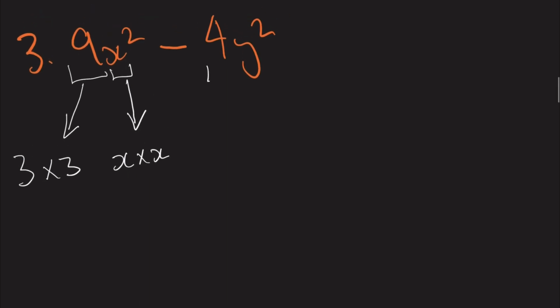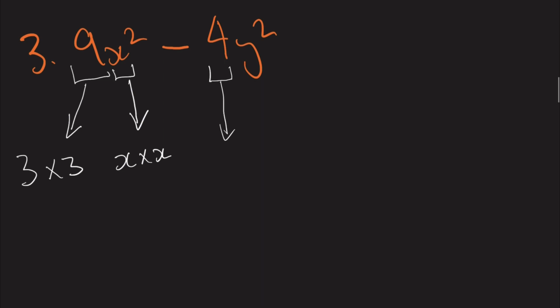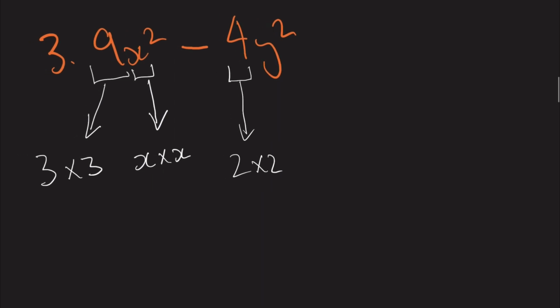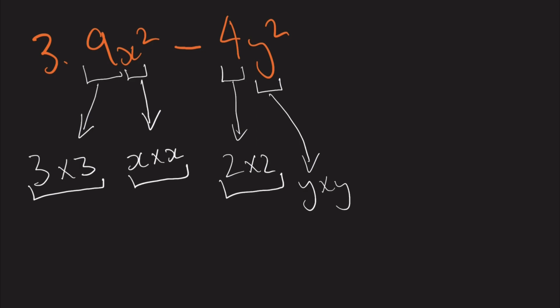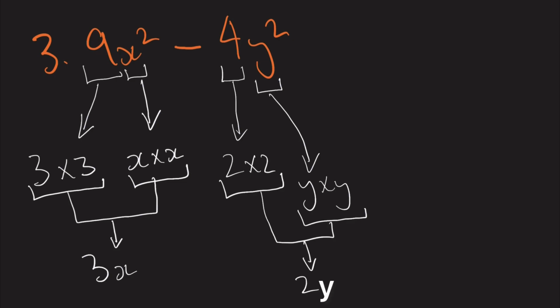4 is made by 2 times 2, and y squared is made by y times y. As we can see, everything's written out twice. So we've got 2 lots of 3, 2 lots of x, 2 lots of 2, and 2 lots of y. We don't want to write the double repeat. We just want to write each one of these things out individually. So I'm going to write 3x here, and I'm going to write 2y here.